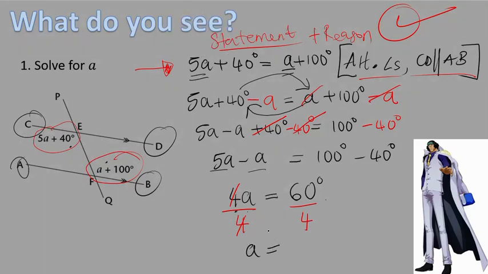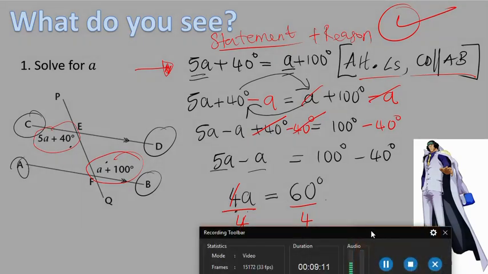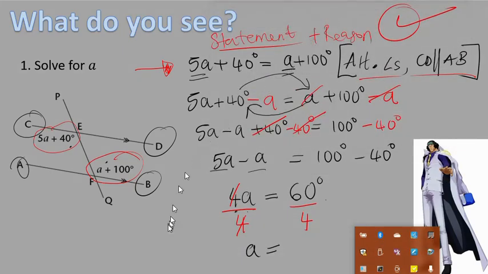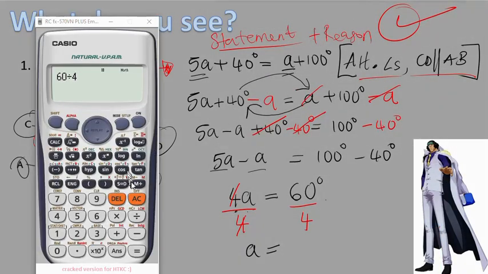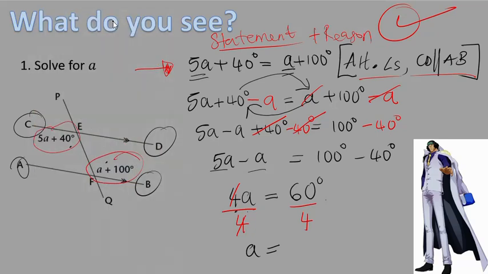Now, since you are in grade 8, guys, I want you to bear in mind that you don't have to use your mind in these things. Nothing said solve this without a calculator, so use a calculator. So here's my calculator. I said 60 divided by 4, then equal sign. That gives me 15, right? So I write that 15 here.